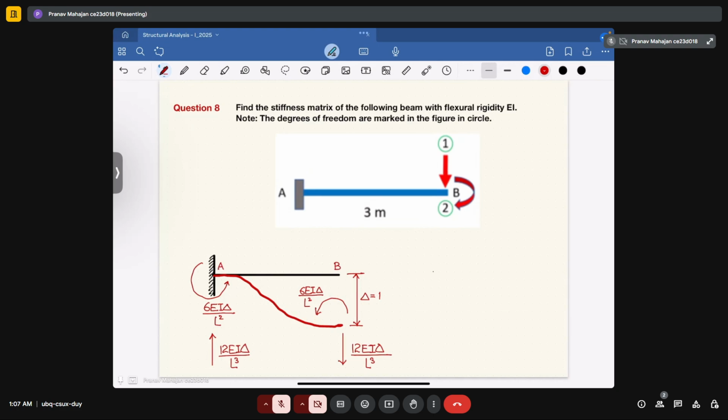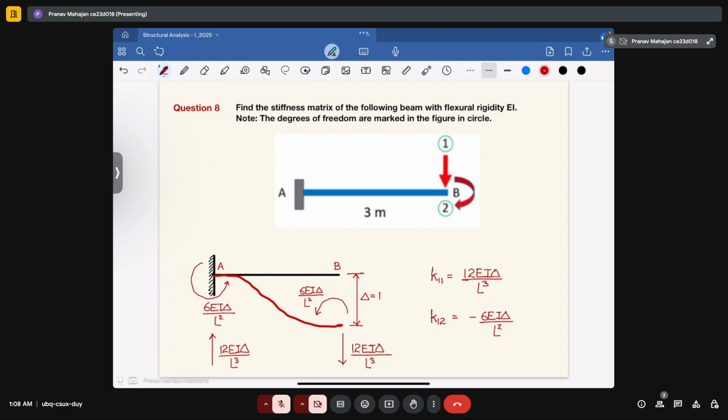Okay, so this will contribute to K11 equal to 12 EI delta divided by L cube, and K12 to be equal to minus 6 EI delta upon L square. Minus has come because of the convention that is provided to you in the question as clockwise to be positive and anti-clockwise to be negative.